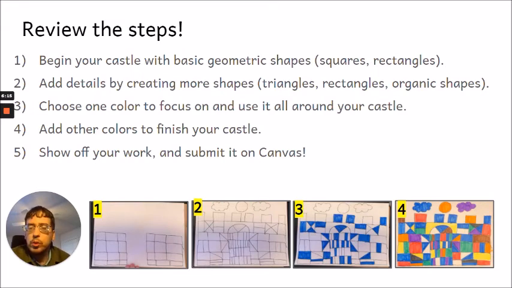Next, you're going to choose which color you want to focus on. So you can see I focused on blue, so I used blue all around my castle first. After you have done that, you'll add your other colors to finish your castle. And remember, you can leave some spots white because white is a color as well. And then afterwards, just make sure you show off your work and turn it in to me on campus.